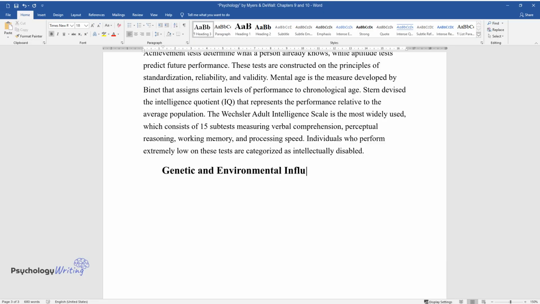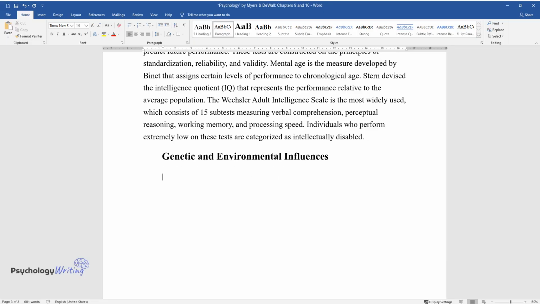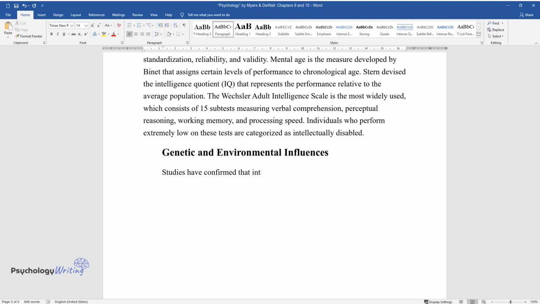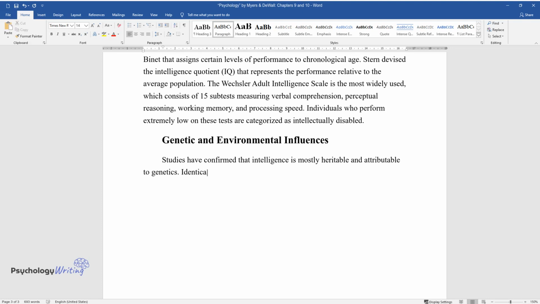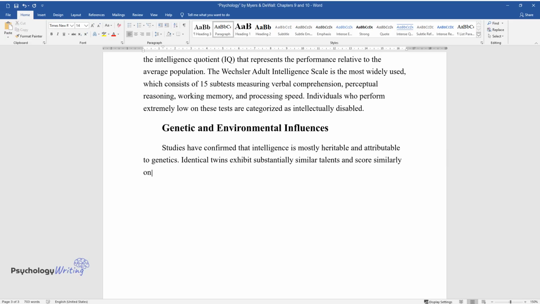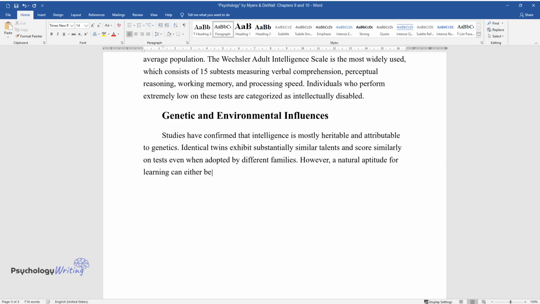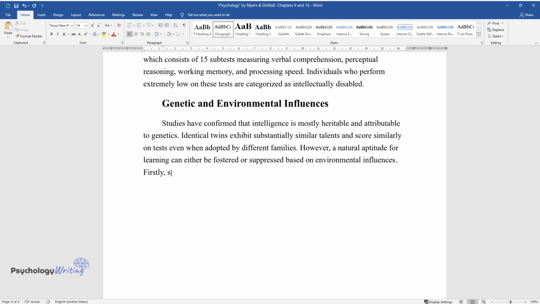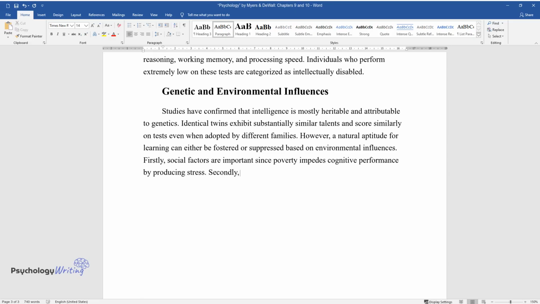Genetic and environmental influences. Studies have confirmed that intelligence is mostly heritable and attributable to genetics. Identical twins exhibit substantially similar talents and score similarly on tests even when adopted by different families. However, a natural aptitude for learning can either be fostered or suppressed based on environmental influences. Firstly, social factors are important since poverty impedes cognitive performance by producing stress.